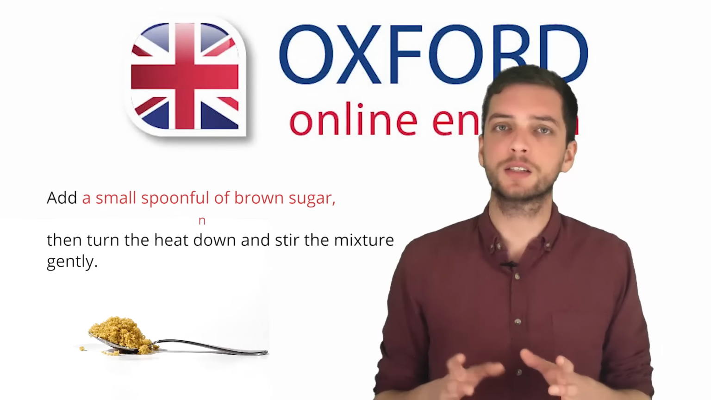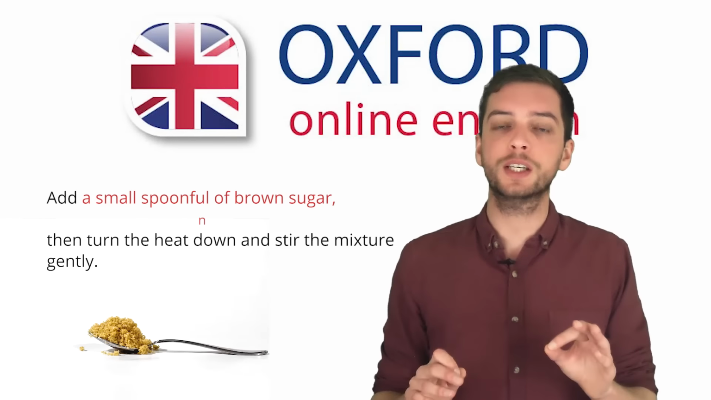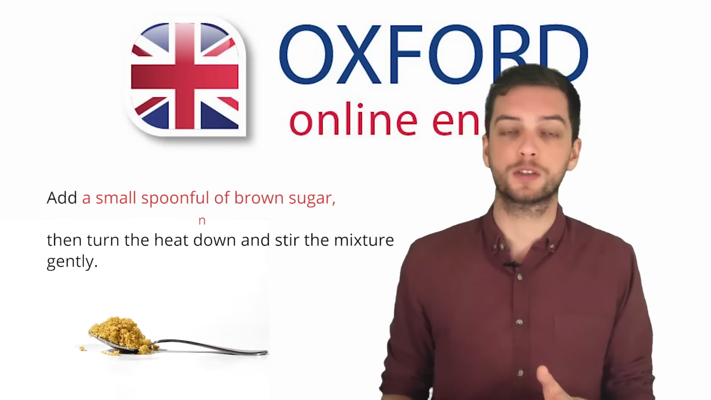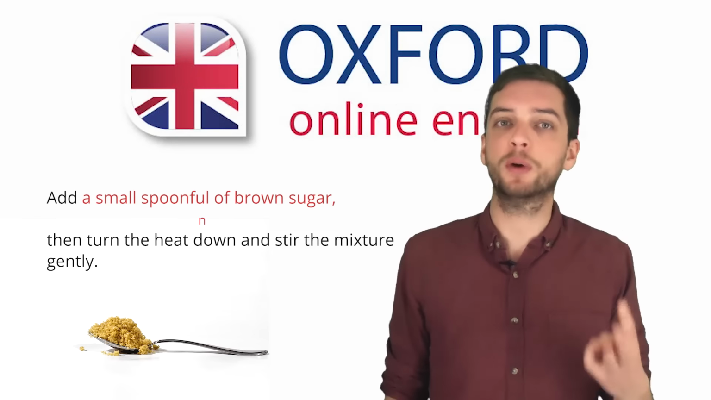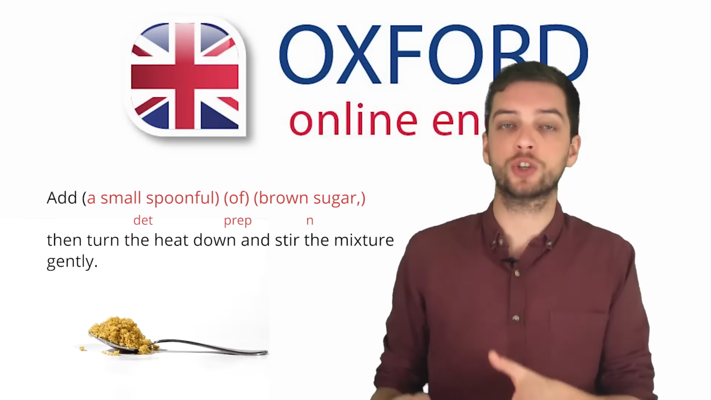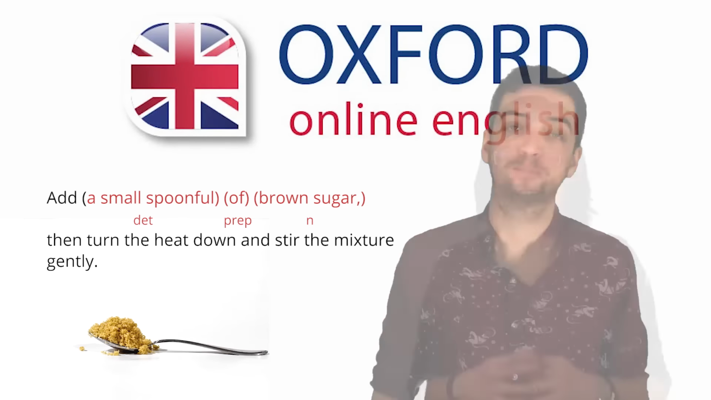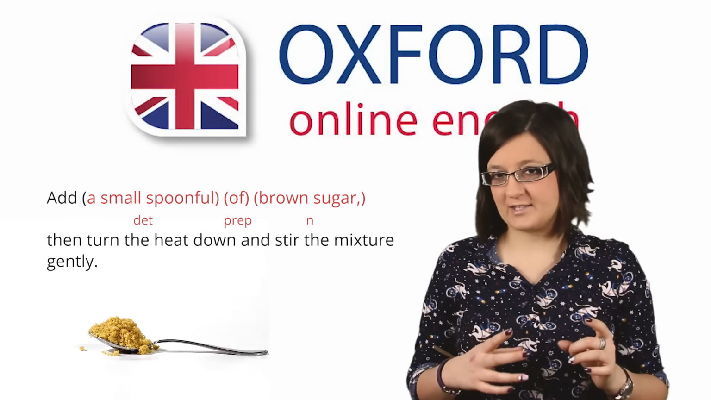You can analyze a sentence in several different layers. So you can see a small spoonful of brown sugar as 6 individual words, or one noun phrase. You can also see it as 3 parts: a determiner, a small spoonful, a preposition, of, and a noun, brown sugar. Confused? We understand.